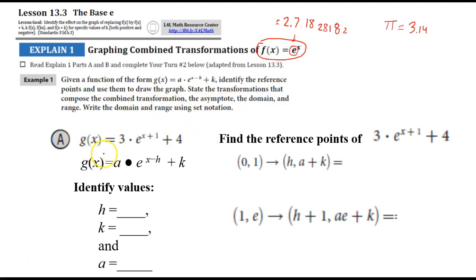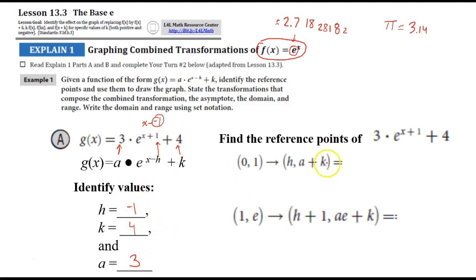So the first thing we're going to do is identify our a value, our h value, as well as our k value. Our a value is 3. As you can see here, x plus 1 is not in the format of x minus h, so we're going to rewrite that as x minus negative 1, because a negative times a negative is a positive 1. So our h value is really negative 1, and our k value is going to be 4.